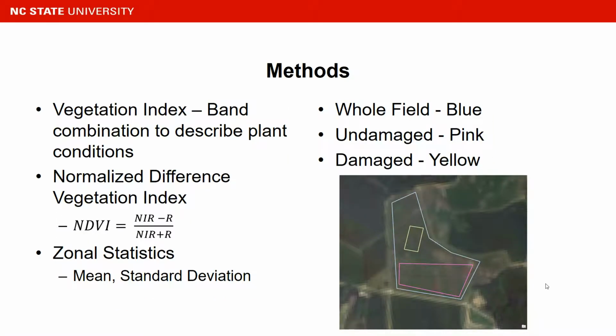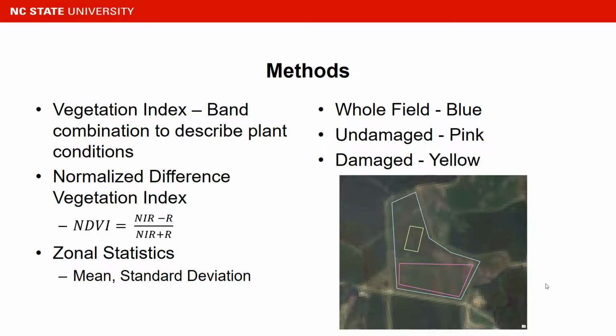The methods I used: the vegetation index, so it's band combinations and it's describing plant conditions. So you can imagine there's a big difference in using the UAV imagery and satellite imagery, where we have 2.2 centimeters per pixel versus 10 meters per pixel. So a lot more information is being gathered into one pixel.